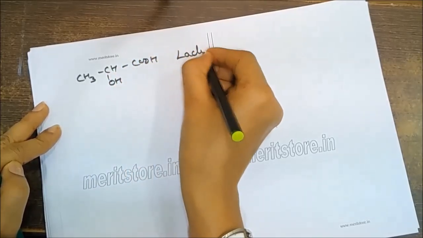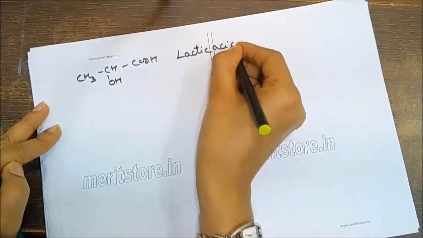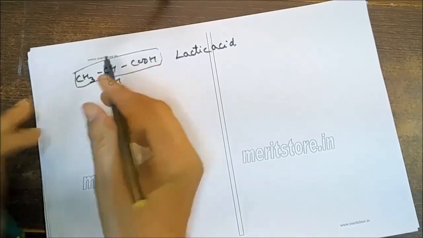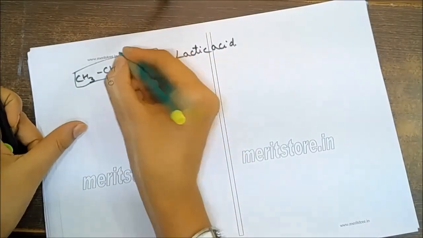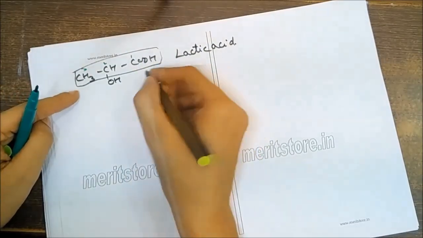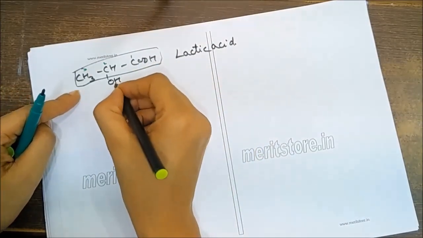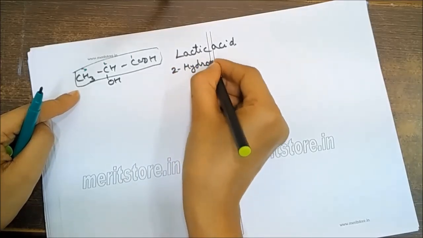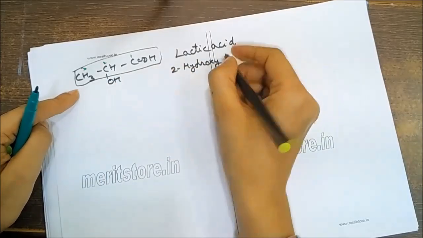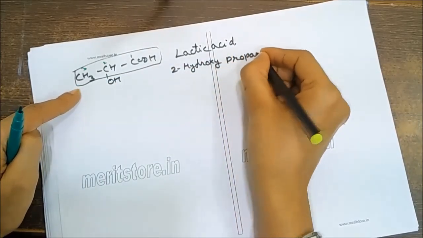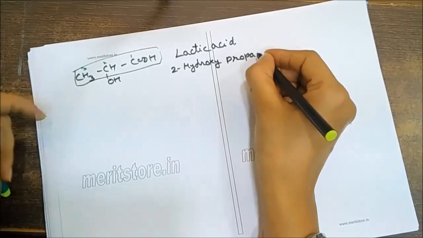Lactic acid. Now this is our longest chain. We'll give numbers 1, 2 and 3. The hydroxyl group is present on the second position. So 2-hydroxy, 3 carbons are there, propane, propanoic acid.